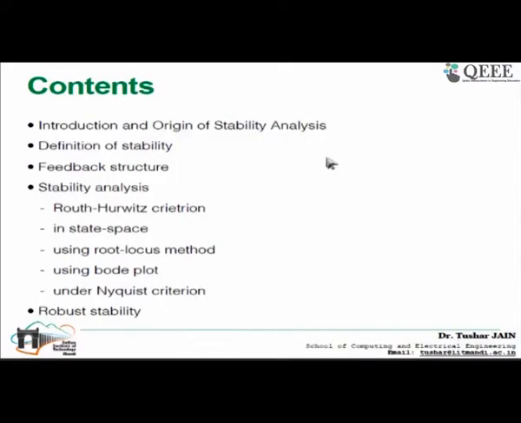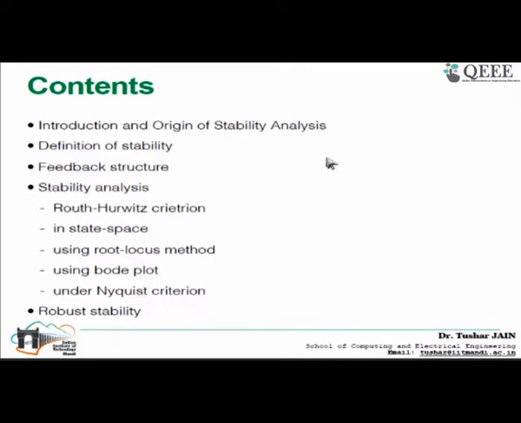For the overall contents of this topic, we'll start with the introduction and origin of stability analysis, that is, from where the study of stability analysis has originated. Then we will see some definitions of stability: how stability is defined, how we compute it, and how we determine the stability of a given system.